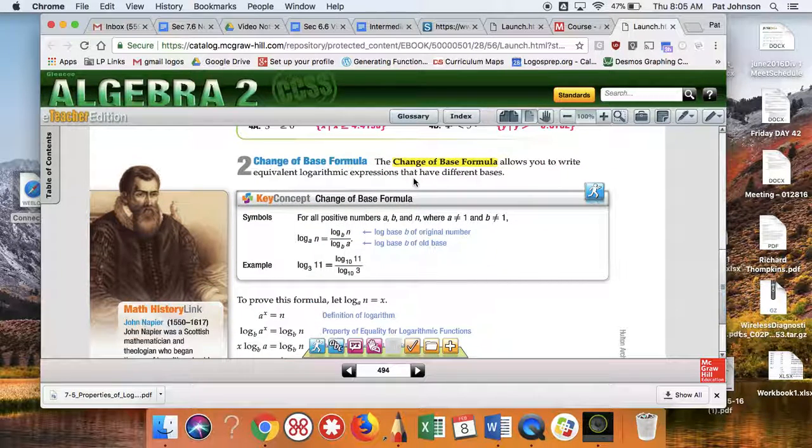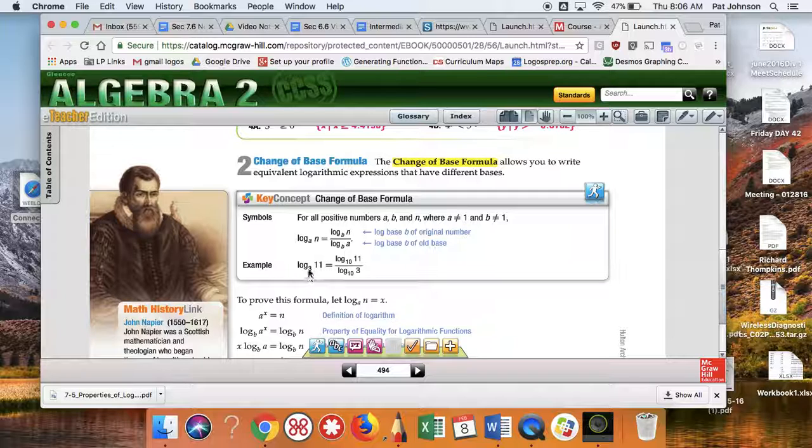So let's look at the change of base formula. This allows you to have equivalent logarithm expressions that have different bases. The change of base formula says for all positive numbers a, b, and n, where a cannot equal 1 and b cannot equal 1, log base a of n can be rewritten as the common log of n divided by the common log of a. So we changed the base from the old base.